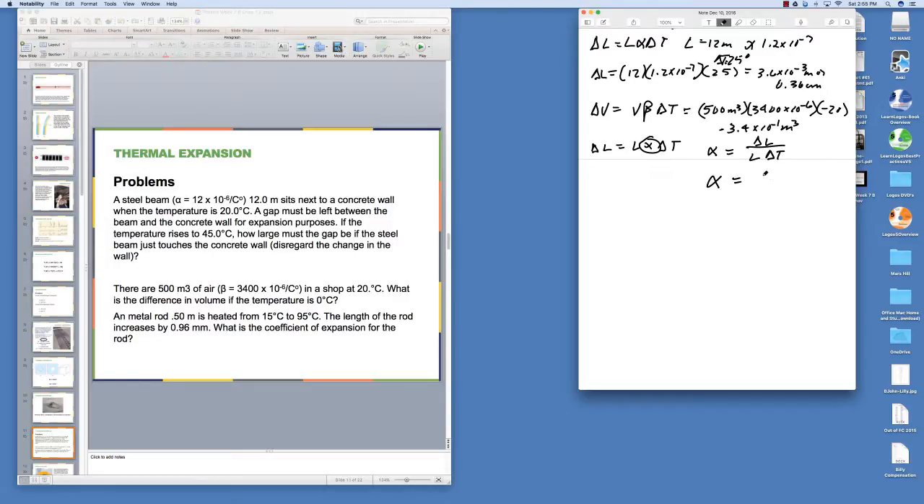So alpha is equal to, delta L is 0.96 millimeters, which is 9.6 times 10 to the minus 4 meters, divided by, and it's a 0.5 meter rod, and the change in temperature is 80 degrees. So alpha is going to be, if you do the math here, 2.4 times 10 to the minus 5 per degree centigrade.